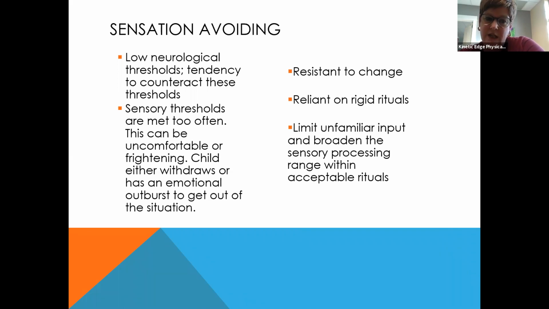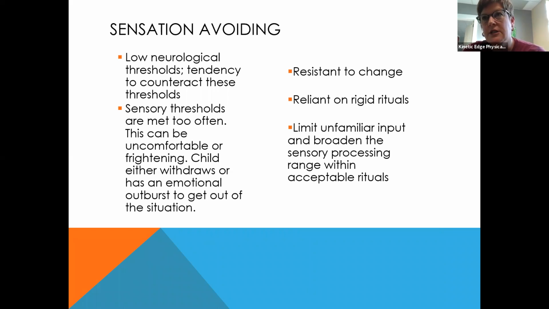Oftentimes we'll see these kids either withdraw or have an outburst, a meltdown, to get out of the situation because it's uncomfortable. These kids are often resistant to changes in routine. They like things to be very consistent, very much the same. And when things get outside of that, that's when you'll see either the withdrawing or the meltdown. Our goal with the sensation avoiders is that we want to limit unfamiliar input while we broaden what's acceptable for them. If they have a bubble of acceptable sensory experiences, we want to expand that so that things aren't quite as new and novel all the time, so that they can truly enjoy different experiences and different activities.